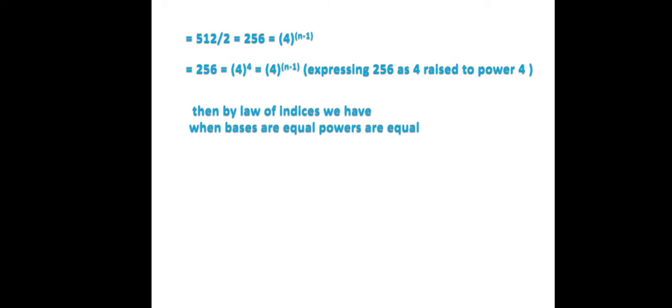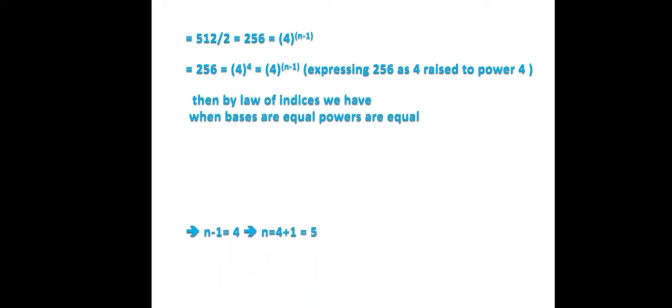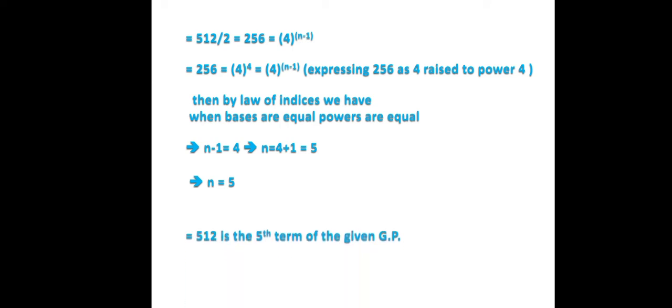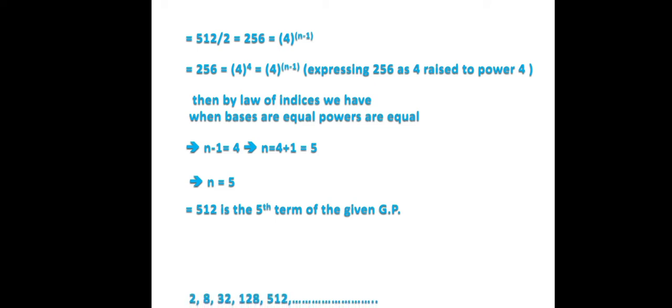So here when you cancel 512 by 2, you will get 256, and 256 can be expressed as 4 raised to the power of 4, which will be equal to 4 whole to the power of n minus 1. And as we know, by the law of indices, we have powers equal. n minus 1 will be equal to 4 and n will be equal to 4 plus 1, which is equal to 5. So 512 is considered as the fifth term of the given GP.